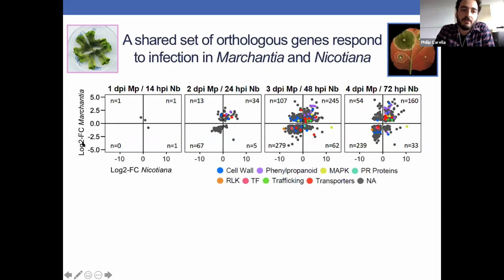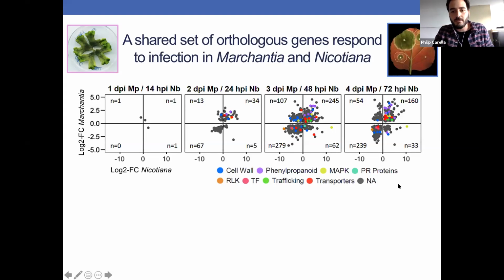So on the y-axis, we have log2 fold change of the Marchantia ortholog. X-axis is the fold change of the Nicotiana ortholog. So anything that's present in this top right quadrant is induced during infection in both hosts, or in both plants. Bottom left is suppressed in both, and then these are opposing genes. So we saw that most genes that were differentially expressed were occurring in the same direction. So there's a similar transcriptional response to infection.